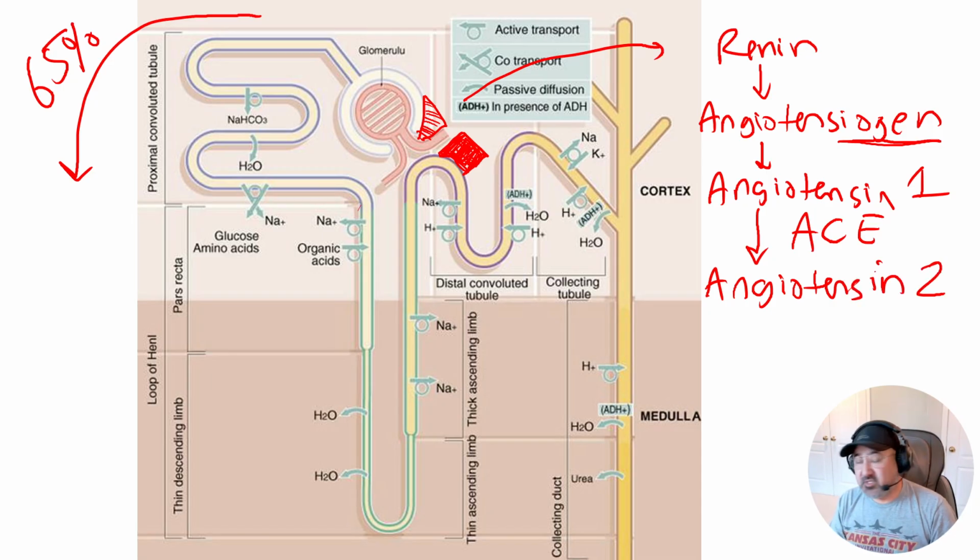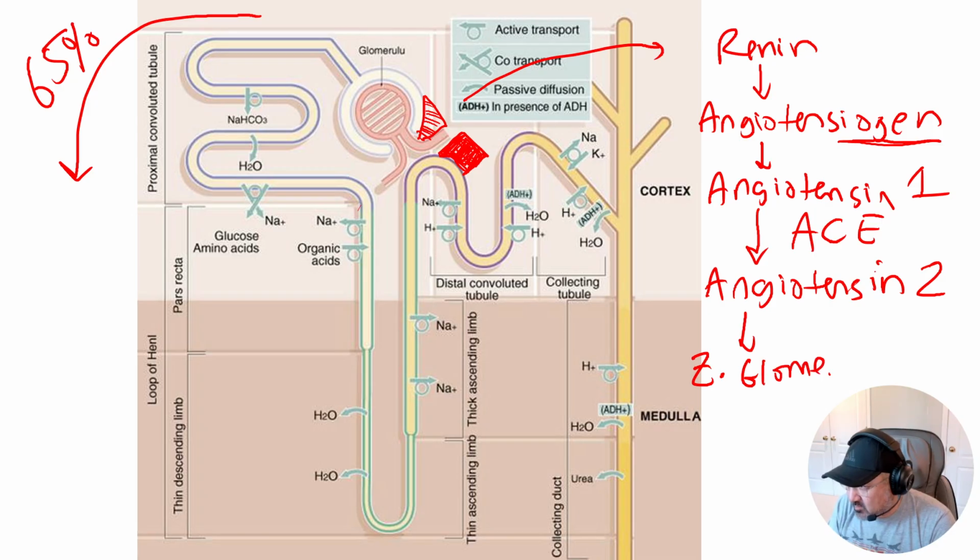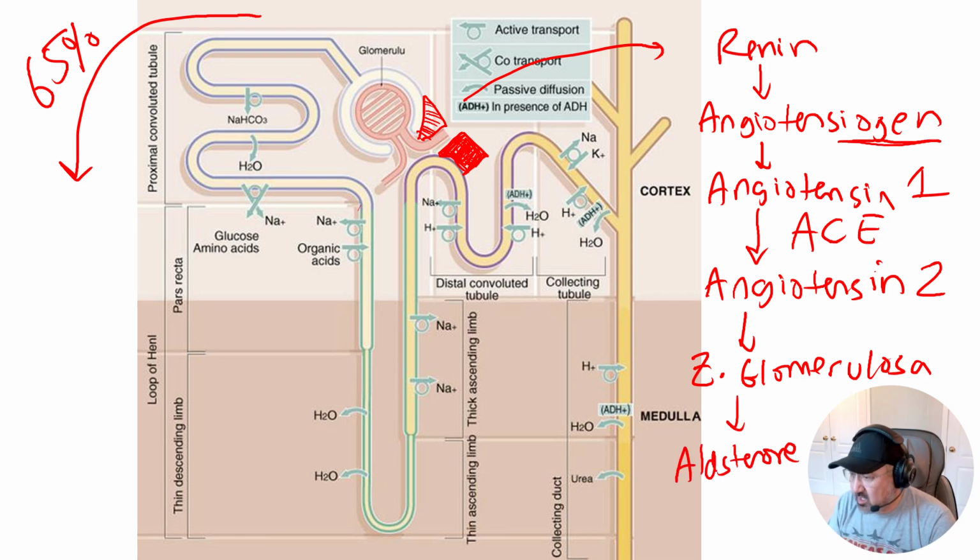Angiotensin 2 is the most powerful vasoconstrictor known to humankind. It's going to mechanically constrict the arterioles to raise the blood pressure mechanically. Angiotensin 2 is going to go to the zona glomerulosa, and this is in the adrenal cortex, the adrenal glands. It's going to release aldosterone, which is a hormone that's going to go to the distal convoluted tubule to reabsorb sodium, excrete potassium, increasing blood volume, increasing blood pressure right there.